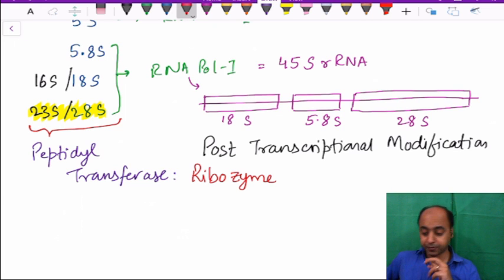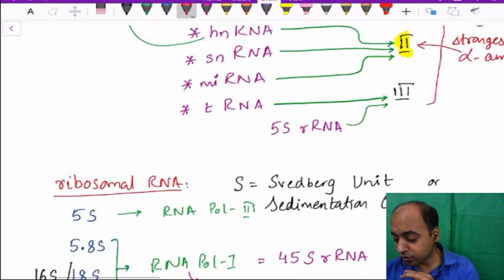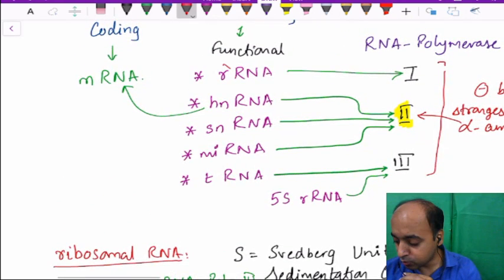Okay, so this is about the ribosomal RNA that you need to know about. Extra information not required: the ribosomal RNA obviously is a part of the ribosome, where it is associated with a very large number of proteins. Together they participate in the translation. Okay, so what we have done is the ribosomal RNA.